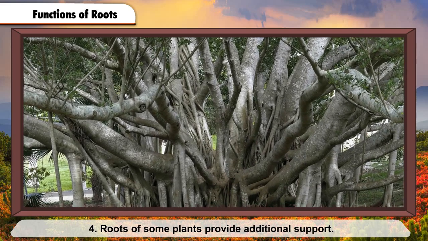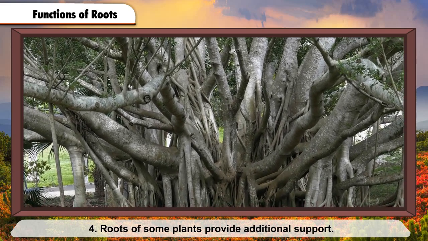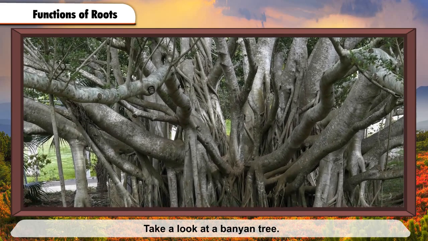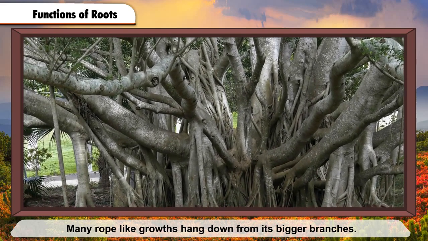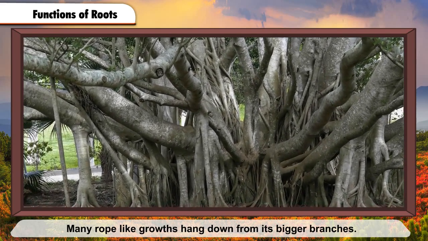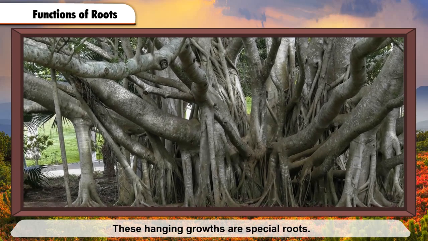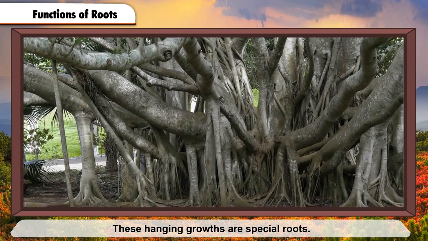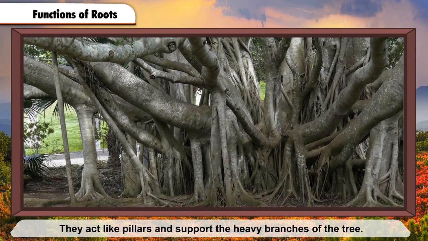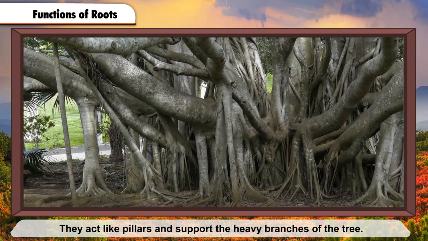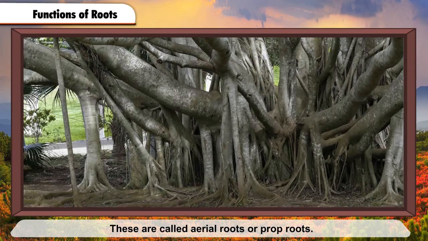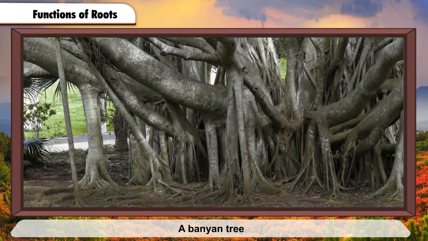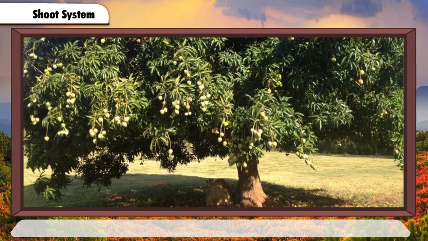4. Roots of some plants provide additional support. Take a look at a banyan tree. Many rope-like growths hang down from its bigger branches. These hanging growths are special roots. They act like pillars and support the heavy branches of the tree. These are called aerial roots or prop roots.